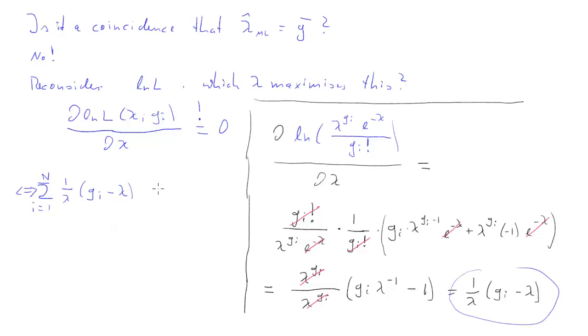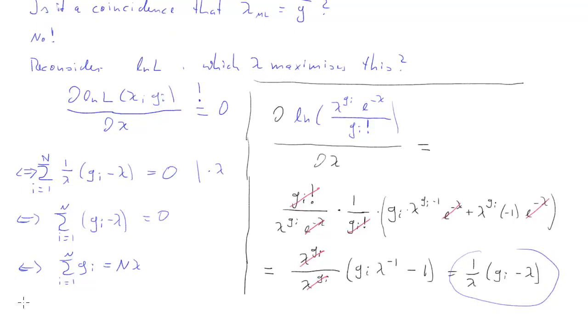Remember, the n is the number of observations, and then we wanted to set this equal to 0, so let's multiply with lambda, so the first factor falls away, so we are left with the sum of gi minus lambda, and that equals 0. That's of course the same as the sum of all gi minus n times lambda, because we're having some n terms. Then we'll bring the n times lambda to the other side, and now we can see what's happening. We need to divide by n to get lambda equal to 1 over n times the sum of all gi.